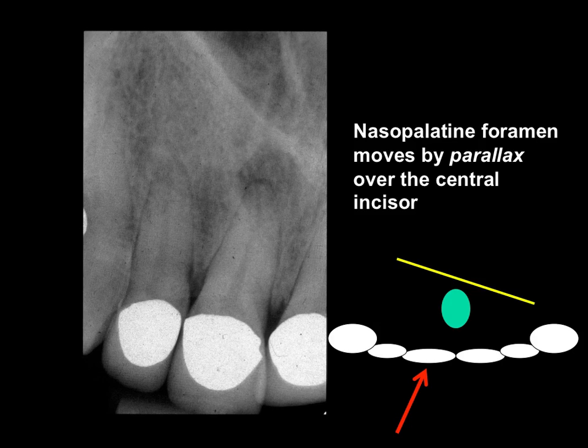And this is what's shown on the radiograph on the left. The nasopalatine foramen has moved by parallax over the root of the central incisor, and we'll talk more about parallax later. The point is that you should be aware that the nasopalatine foramen can mimic the appearance of periapical inflammation. In this particular example, though, note that you can still see the periodontal ligament of the root of the incisor through the radiolucency of the nasopalatine foramen. Apical pathology arises from the periodontal ligament, and therefore you would not see the normal ligament space present if this were apical inflammatory pathology.